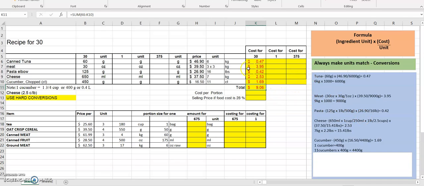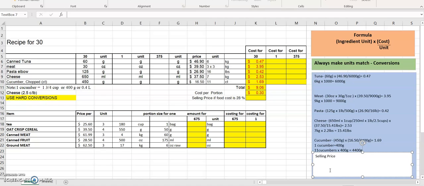You could also do the total using AutoSum. So now for our cost proportion, we're going to take our total and divide it by our cost for 30 to give us 30 cents. And our selling price for food, so there's a formula for that, which I'll show you down here.